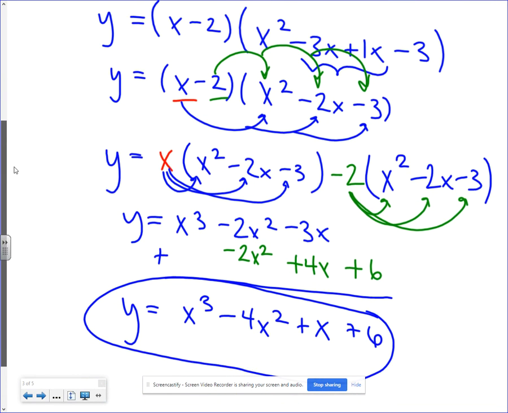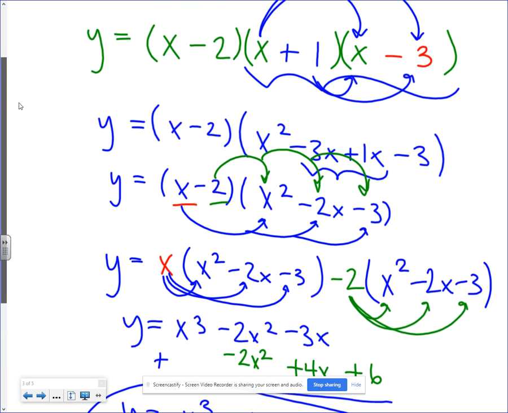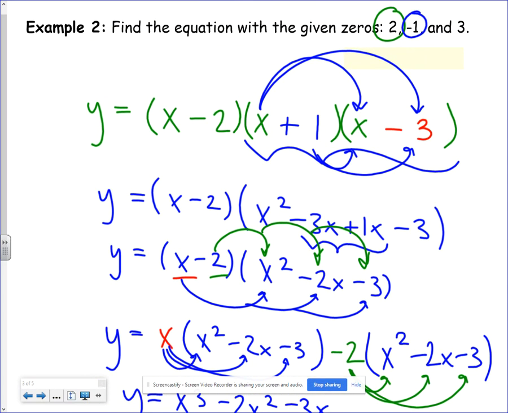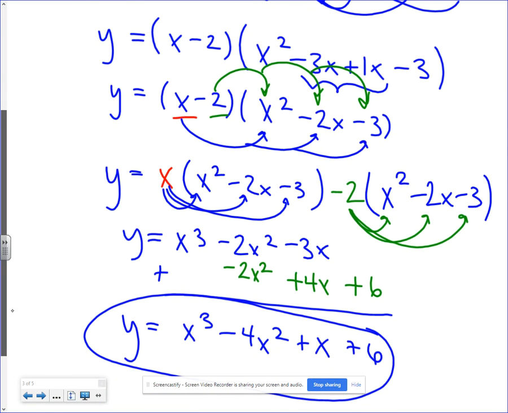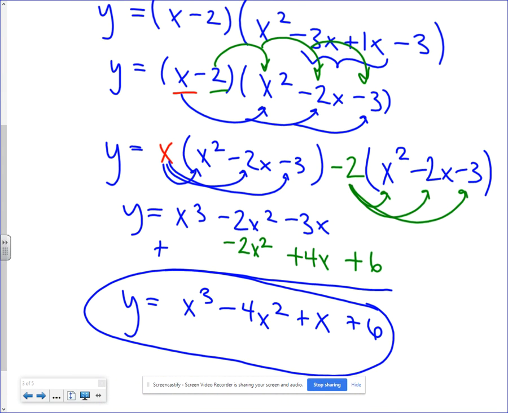Let me check my work. We want to see if I did it right. I worked it out earlier, and I have the answer up here. Let's see if I get the right answer. Y equals x to the third minus 4x squared plus x plus 6. Good. And another way we could check it is by graphing it.